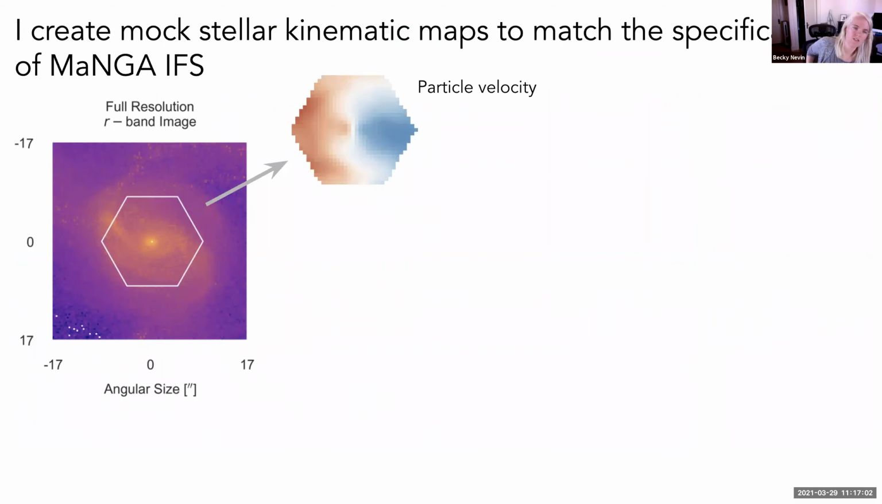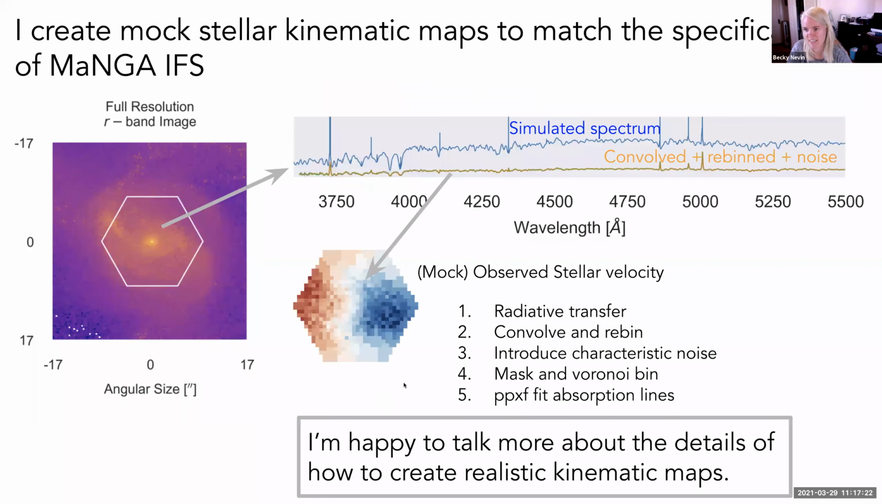So this technique included a lot of work to create mock realistic stellar kinematic maps that match MaNGA specifications. So usually what people will do is take the particle velocities from a simulation and create maybe a hexagonal mask that looks like MaNGA. Instead, what I'm doing is following the MaNGA data analysis pipeline to create mock observations.